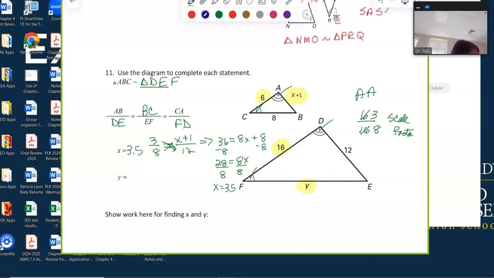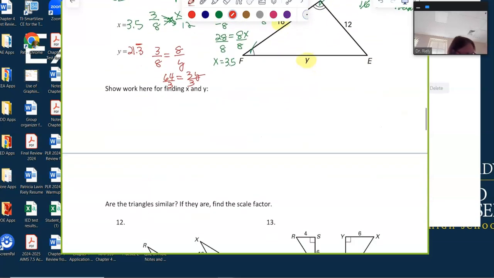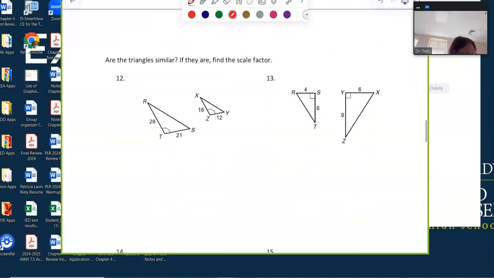Now we're going to go ahead and get the y in the same fashion. 3/8 equals, what goes with the y? 8 goes with the y. 8 times 8 is 64 equals 3y. Divide, and when you put that in your calculator, you'll get 21.3, and then that's continuing forever and ever, so I put the bar notation above it. Okay, so we're done there.